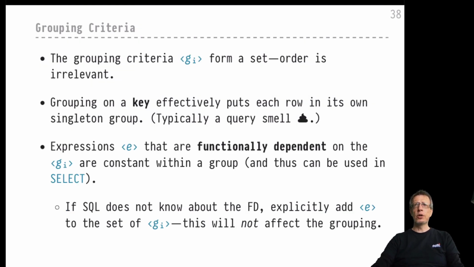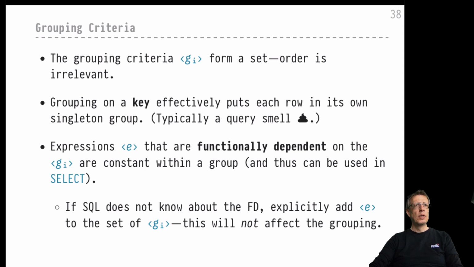The grouping criteria that you use in a group by actually form a set. The order is irrelevant. We separate these grouping criteria by commas, but actually their order is completely irrelevant. All rows that want to be member of a particular group have to agree on all grouping criteria anyway. There is just no importance on the order of these grouping criteria. You can specify them in any order you want.